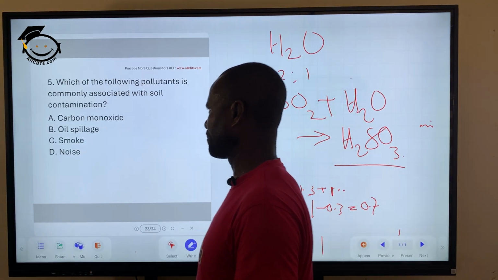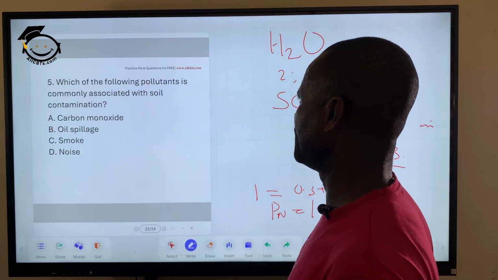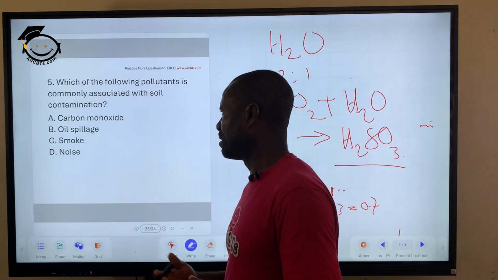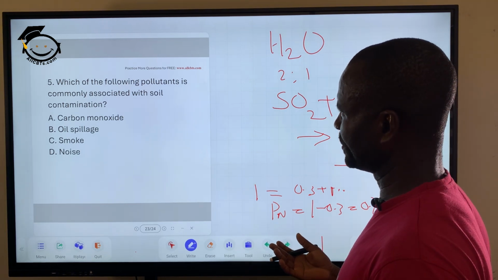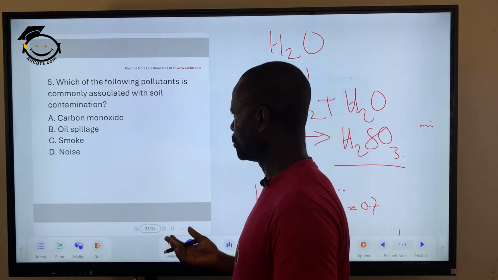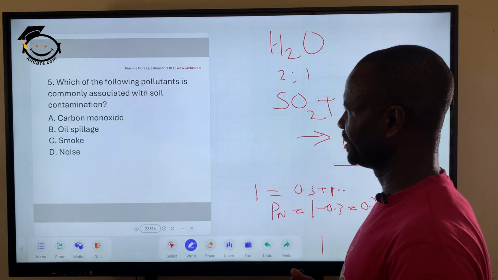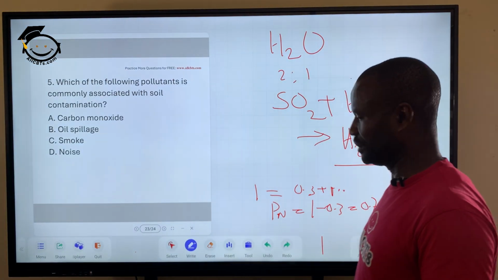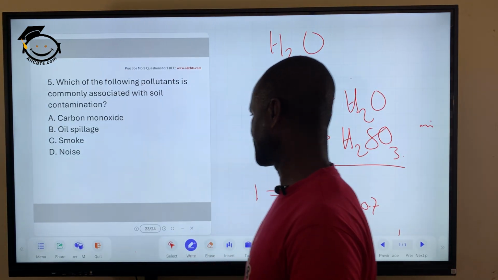Oil spillage. How does oil spillage relate to what? The soil. Smoke. Smoke is related to the air. Then noise. Noise is a result of the activities of man on the earth crust. So the correct answer is D, noise.